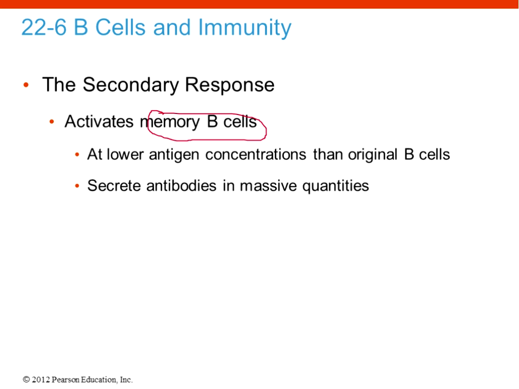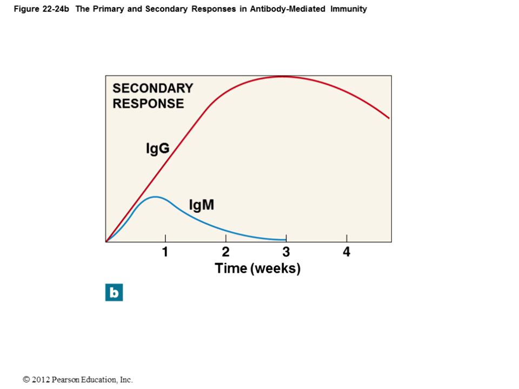Okay? The secondary response is activating of the memory B cells, right? This is after we've already had this and we've already sensitized to the specific pathogen. And so we activate these memory B cells, right? These are lower in antigen concentration than the original B cells, but they secrete massive quantities typically. So you get a much larger, more robust response, and it's much faster.